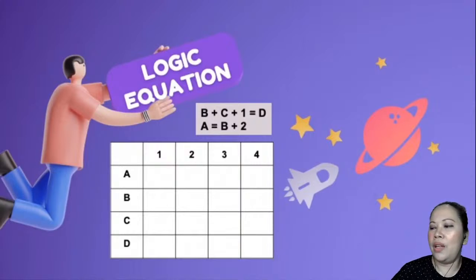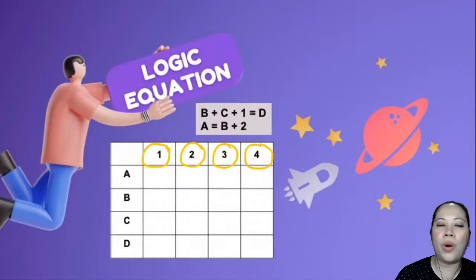So the equation will be B plus C plus 1 is equal to D, and A is equal to B plus 2. Again, the numbers that you can use for A, B, C, D are 1, 2, 3, and 4. You cannot use the same number repeatedly for any of the letters. You can only use each number once. So you can use 1, 2, 3, and 4 to substitute: B plus C plus 1 equals D, A equals B plus 2.